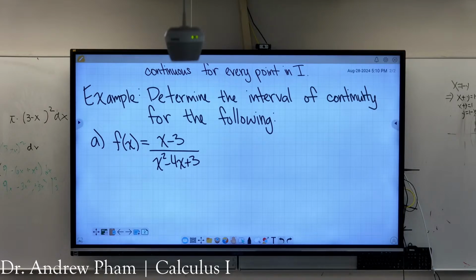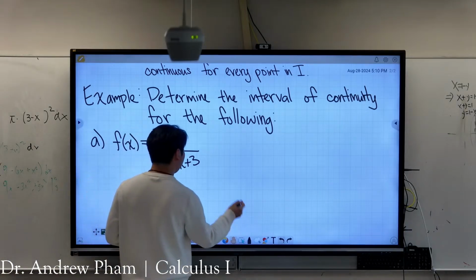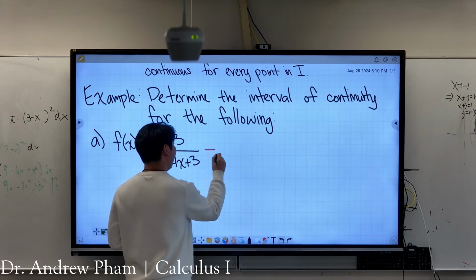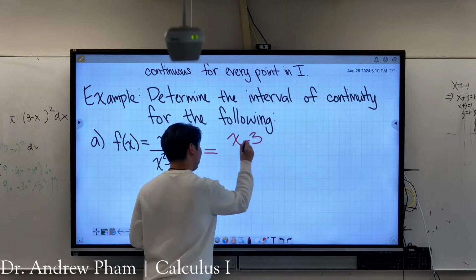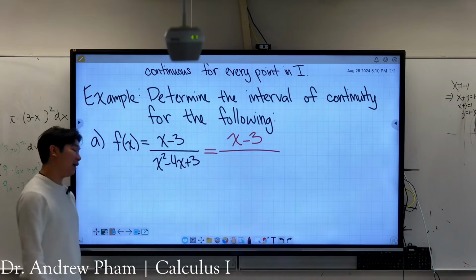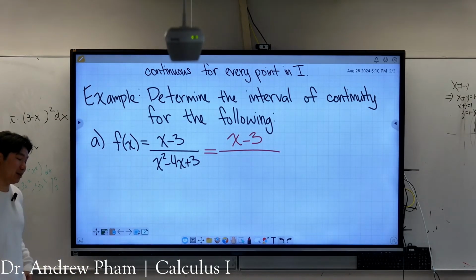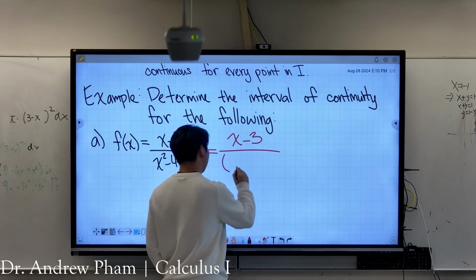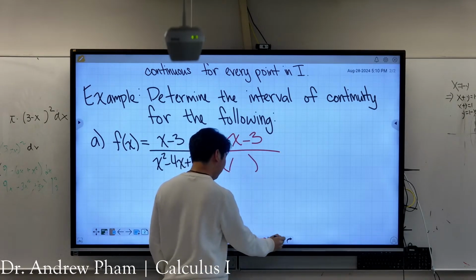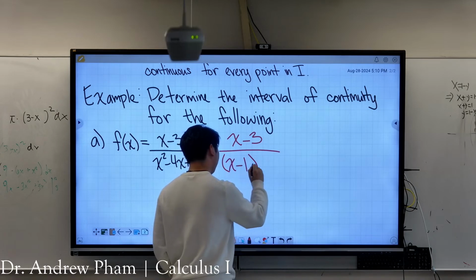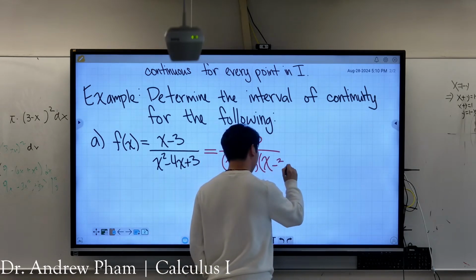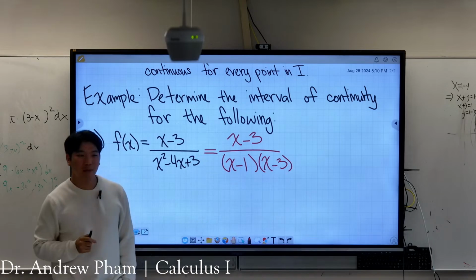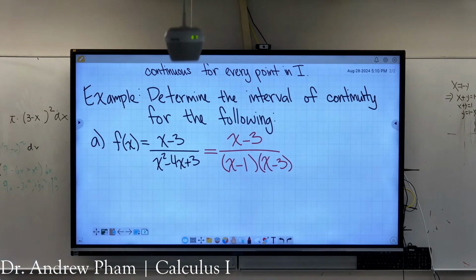Yeah, let's see if we can try to factor the denominator. Let's use the red. On the top, there's not much I can do. On the bottom, what does the denominator factor into? We had x minus 1, x minus 3. I would agree. Negative 1 times negative 3, we get positive 3. Negative 1 plus negative 3, we get negative 4.